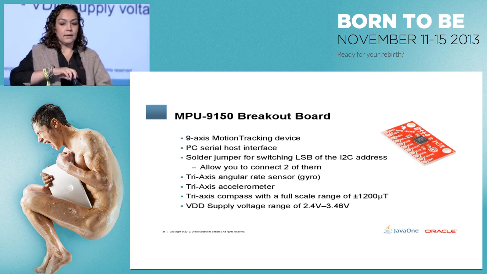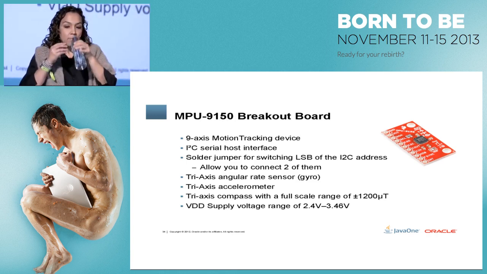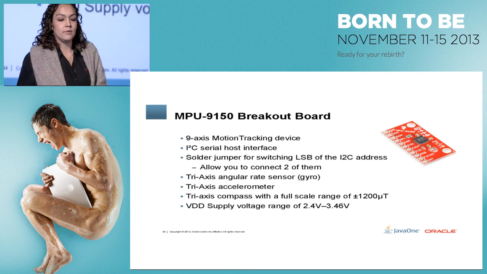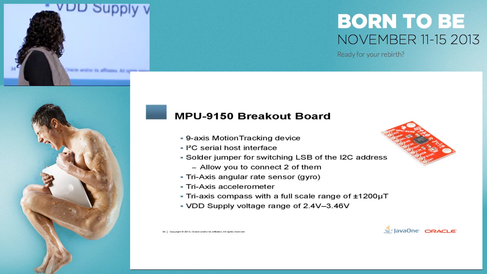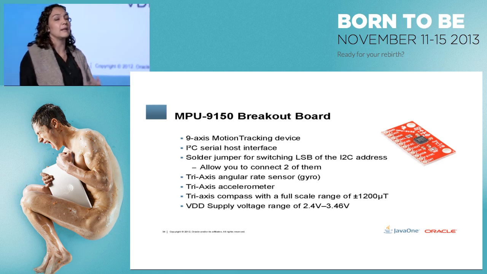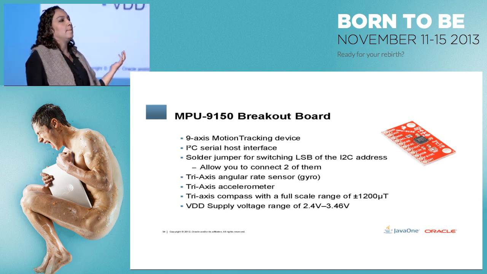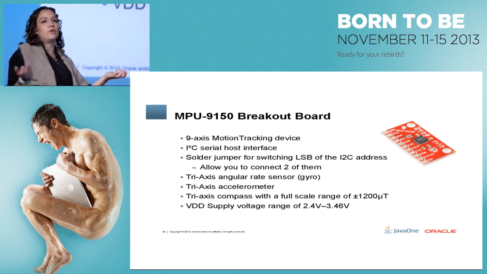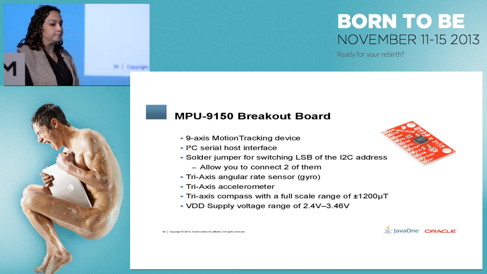The board that I use is a 9-axis motion tracking device, and as I said, it's pretty powerful, with all the information you can get. It's a little bit more expensive compared to the price of the Raspberry Pi, but I still think that $49 is not too bad.